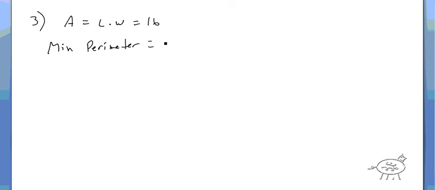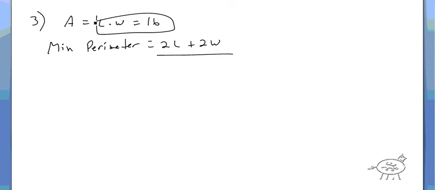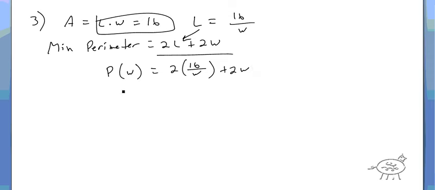And the perimeter of a rectangle is 2L plus 2W. So this is my function, guys, right here, that 2L plus 2W. What I can do is, I'm given L times W equals 16, so I need to solve for one of the variables. I'm going to solve for L, and I get L equals, divide both sides by W, 16 over W. And then I'm going to substitute that into there. So I have my perimeter in terms of W is 2 times 16 over W plus 2W.